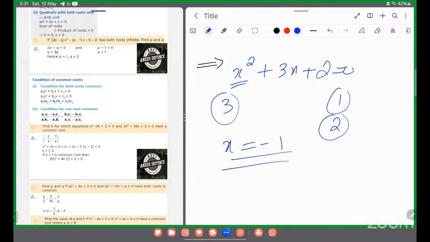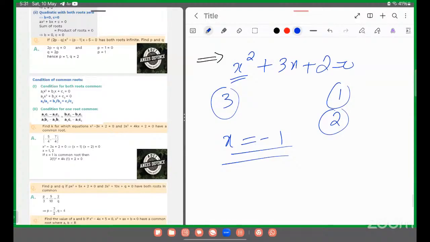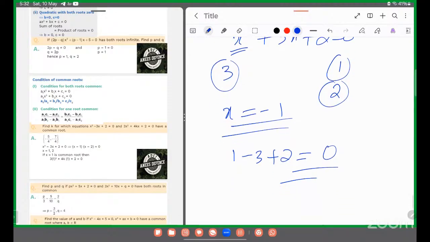If the sum of the even coefficients equals the sum of the odd coefficients, whether it is a cubic equation or a quadratic equation, one of the roots will always be minus 1. That is a short trick. So if you put minus 1, the values will be plus 1, minus 3, plus 2. That means it will satisfy the condition. Clear?